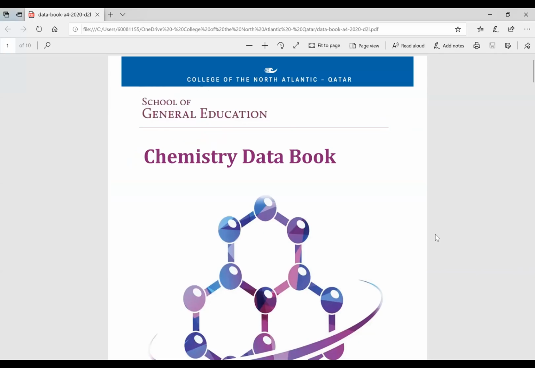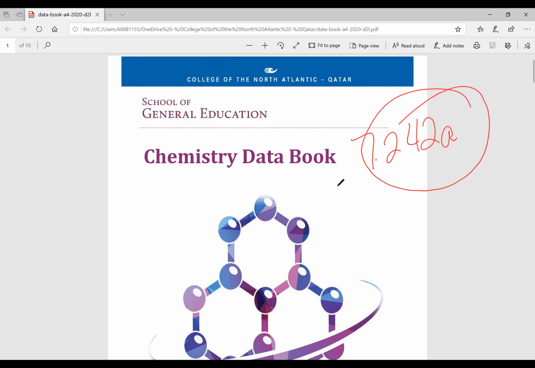Okay, ladies and gentlemen, I've just shared my screen. This is your data book. These are outside my office, building 7242A. All right, and most of this data booklet you will not need for now, until a couple extra chapters.